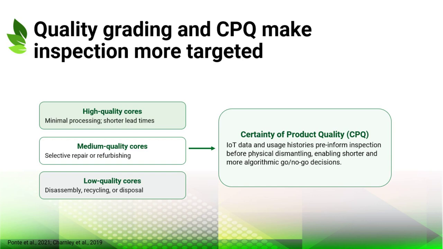Certainty of product quality, or CPQ, strengthens grading by using IoT data, usage histories, and product information before dismantling begins. With reliable usage information, inspection becomes shorter and more algorithmic. CPQ supports faster go or no-go decisions while reducing unnecessary testing effort.